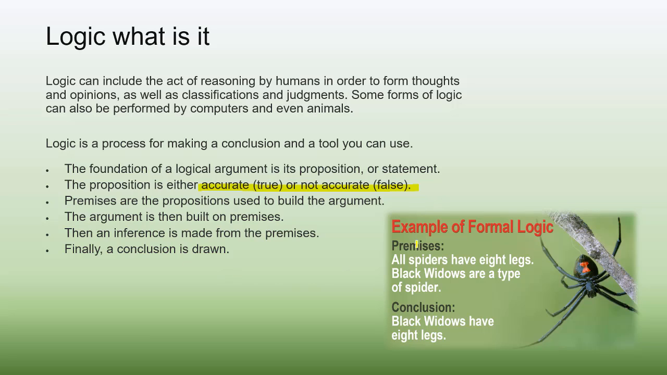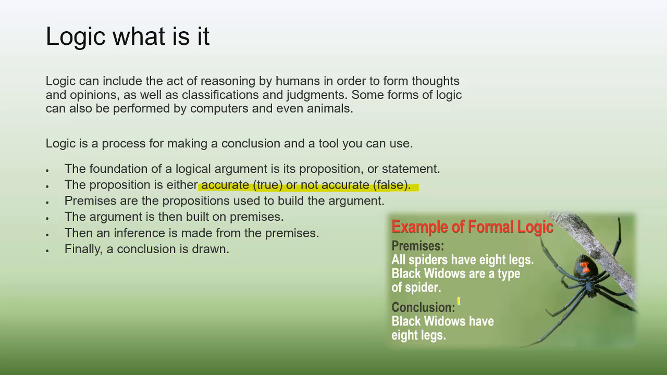An example of formal logic in this case is: all spiders have 8 legs. Black widows are a type of spider. Because all spiders have 8 legs, we know now that black widows have 8 legs because it is part of the group of all spiders. So that is the way a logic decision is made.